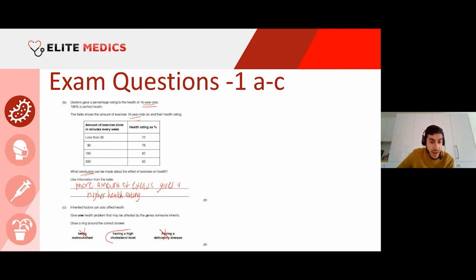But a high cholesterol level can be passed on. Generally, some genes can predispose you to having more cholesterol. So if you have a family history of people who have heart problems and have high cholesterol, all that, you could be predisposed to that. Doesn't mean you will get it, but you could have a higher risk of getting it. So the answer is high cholesterol level, which I'm sure most of you were thinking anyway.